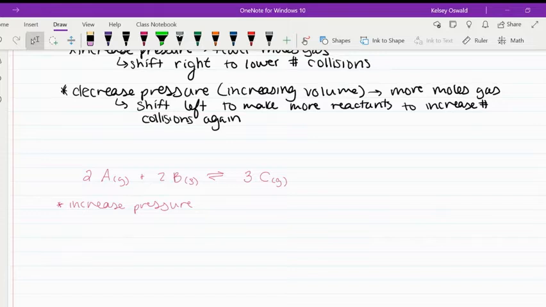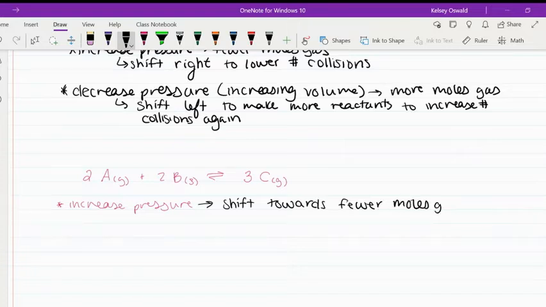So remember, if we increase pressure, we're going to want to shift towards fewer moles of gas to reduce our number of collisions. So the key here is that we want fewer moles of gas. If you look at your equilibrium and you are dealing with pressure, if you see anything that's not a gas, you can kind of ignore it.